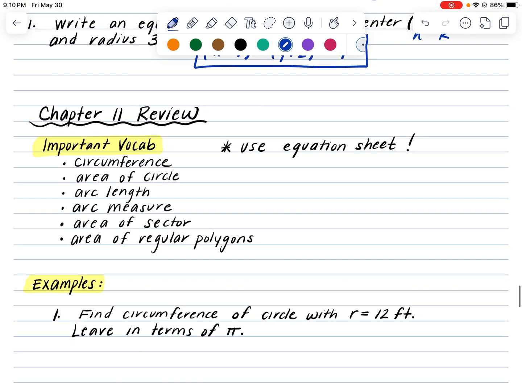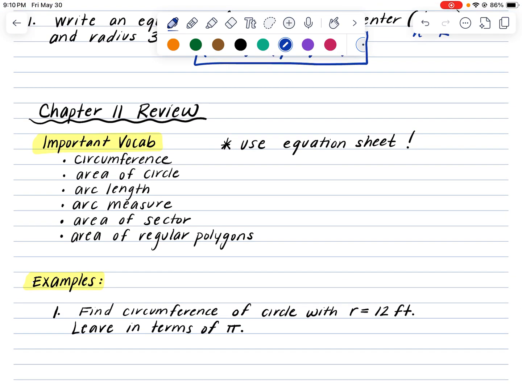Chapter 11. Okay, chapter 11, again, there's some important vocab I'm just going to quickly go through, but use your equation sheet. The vocab is driven on that equation sheet. The arc length, the circumference, area, all of those things, okay? The circumference is the distance around the circle. Let me say that again. The circumference is the distance around the circle.